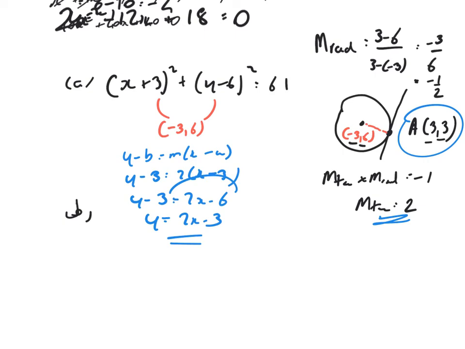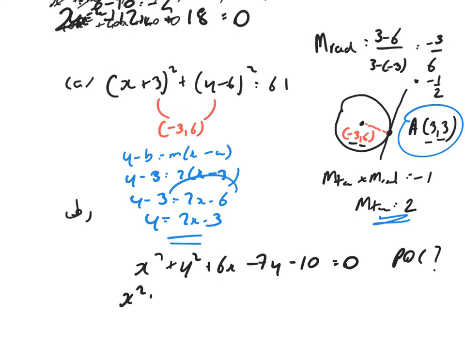show that this tangent is also a tangent to the circle with equation x² + y² + 6x − 7y − 10 = 0, and find the point of contact. So it's x² + (2x − 3)² + 6x − 7(2x − 3) − 10 = 0.